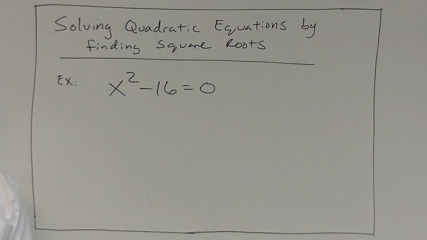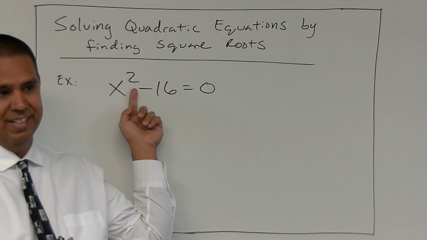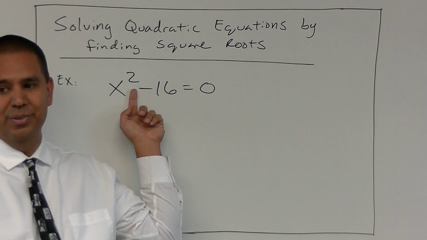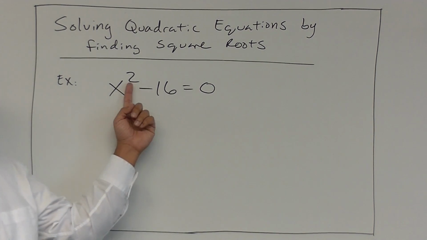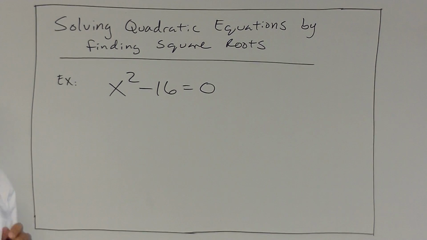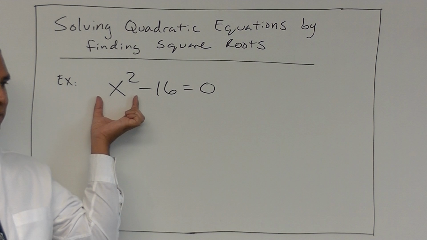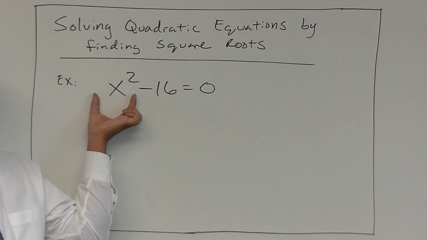Now notice, what makes this equation quadratic? The 2. This is degree 2. So every equation where the degree is 2 is quadratic. To solve this, it's just like before. We want to isolate the variable, so we want to get this term by itself.